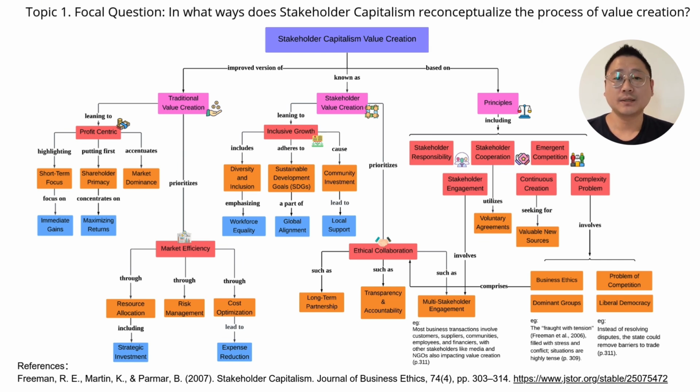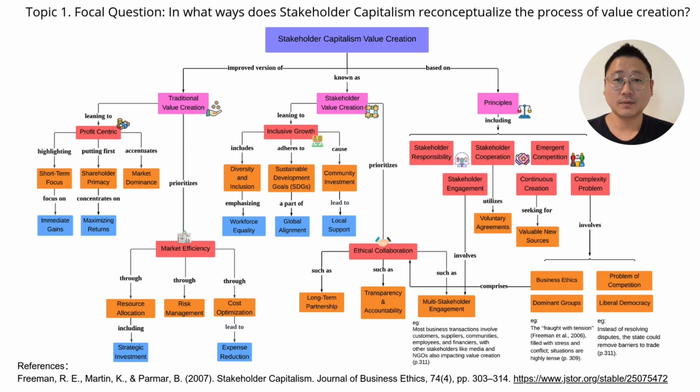Now, let's look at some real-world examples of how these principles come to life in businesses. First, multi-stakeholder engagement. In stakeholder capitalism, companies work with a variety of groups, employees, customers, suppliers, and even governments to create value. For example, where businesses collaborate with NGOs on sustainability projects, they create long-term value that benefits everyone involved.